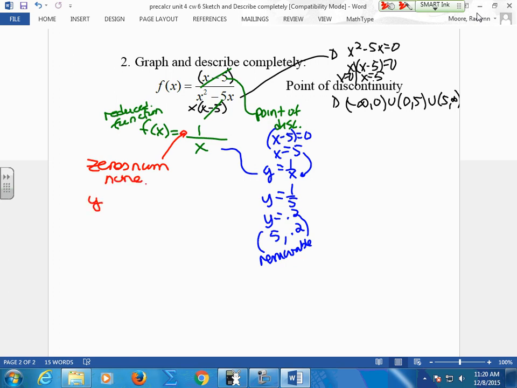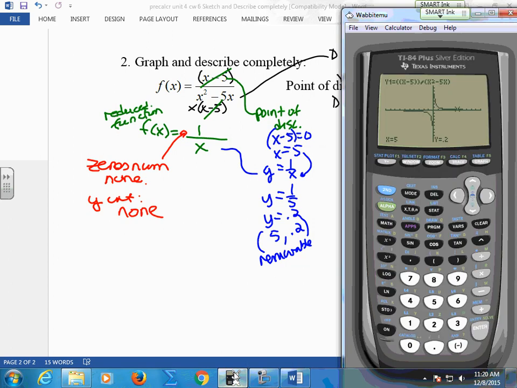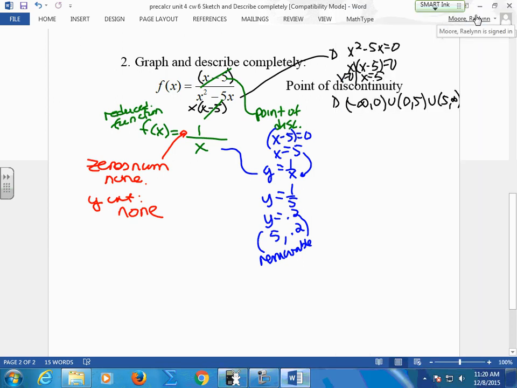So y-intercept. You can do either one. Put a 0 in for the x. Can I ever have a 0 in my denominator? No. Well, I have no y-intercept. And didn't my graph show me it never crossed that y-axis? It didn't cross the y-axis. So far, so good. So now, vertical asymptote. This is important. This is after I factored.